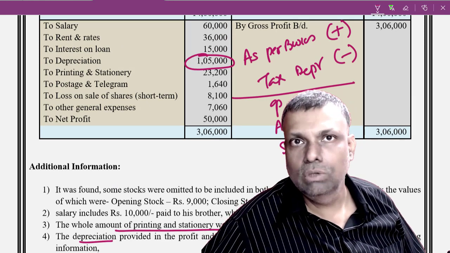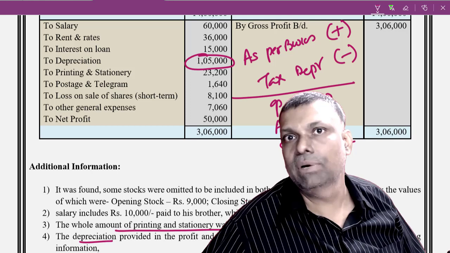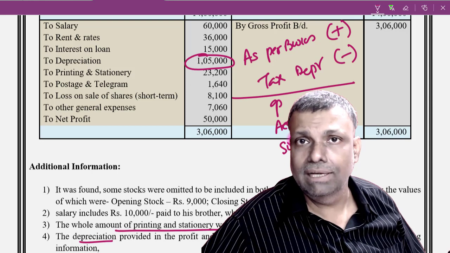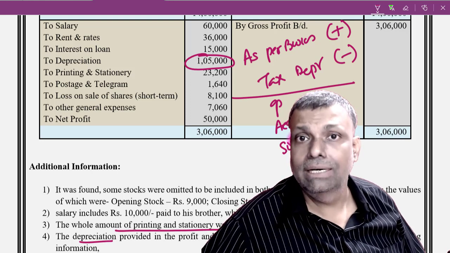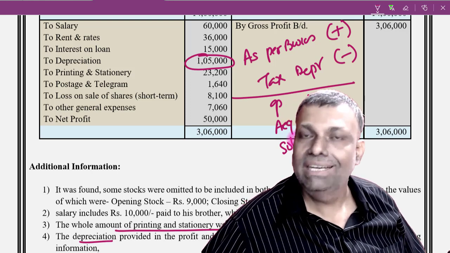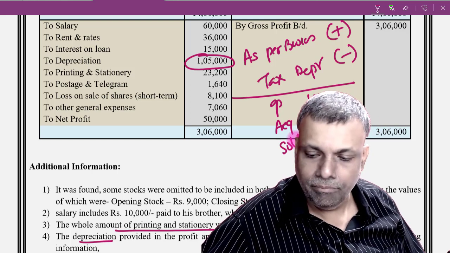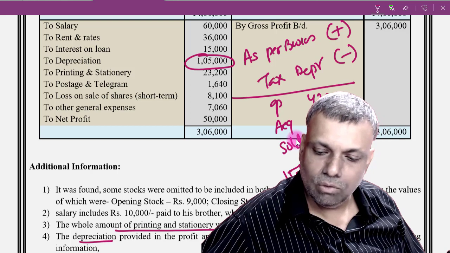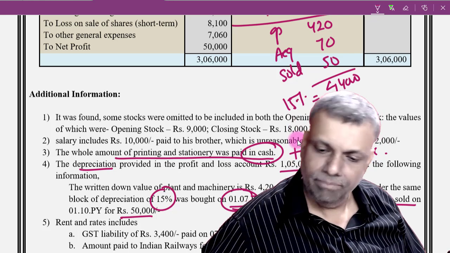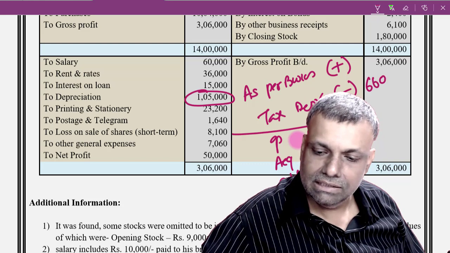Okay, this is how we do WDV: opening WDV, add whatever is acquired, less whatever has been sold. The entire sale price is reduced. In other words, in income tax block of asset, we do not calculate depreciation for the individual asset because it is for the block of asset. So the entire sale price gets adjusted into that particular block. So this is for like 40,000, and the rate is already given to me in the question, that is 15%. Because of 1st July it will be the full rate. And my tax depreciation will be less 66,000 rupees.